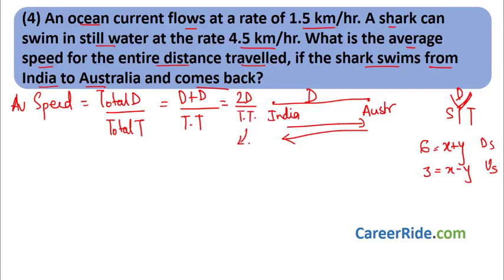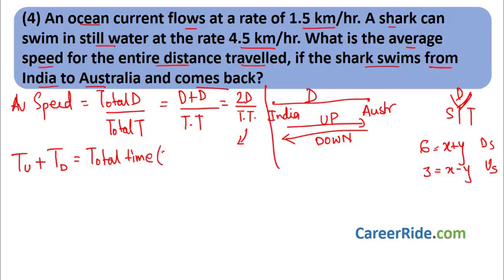Now let us find out total time. Total time is nothing but time to go from India to Australia plus time to go from Australia to India. If we consider India to Australia as upstream, then Australia to India would be downstream. Exactly opposite you can do, India to Australia as down and Australia to India as up. Vice versa is also true, you will get the same answer, correct? So over here India to Australia is upstream, so time taken to go upstream is say TU, and time taken to go downstream is say TD, right? So TU plus TD is nothing but the total time taken for the journey, TT. So TT is TU plus TD.